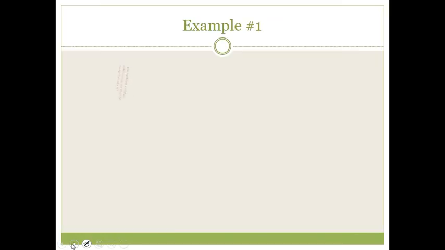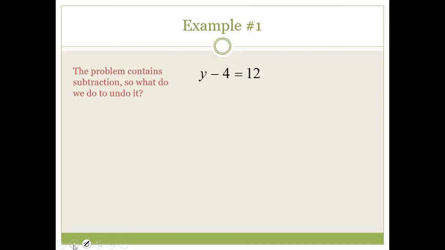So let's do an example of a one-step equation. Alright, so this problem here contains subtraction. So take a moment and pause the video and think, what should we do to undo subtraction? How are we going to isolate y? How are we going to get that variable by itself? Right. If you said we undo subtraction with addition, you are correct, because addition is the inverse or opposite of subtraction. So I add 4 to the left-hand side, and then whatever I do to one hand side, I have to do to the other.